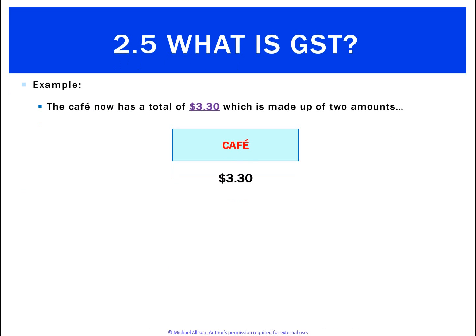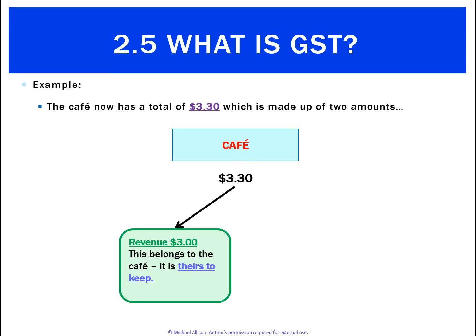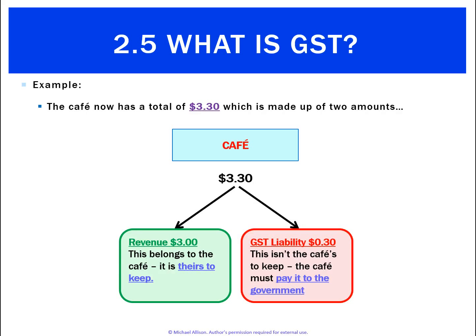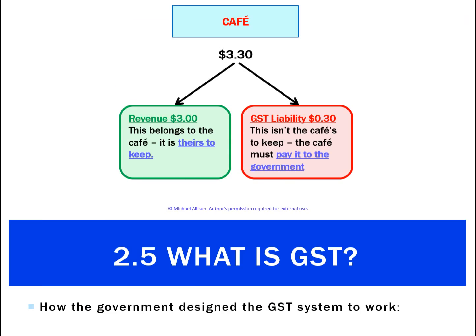Looking at it from the perspective of the business, the $3 of revenue is its to keep. It will increase its owner's equity as it is revenue, but the 30 cents of GST is actually going to be a liability. While they've collected it, it doesn't belong to them. It's actually money that's owed to the government. So when we have a debt or an obligation, that's classified as a liability.